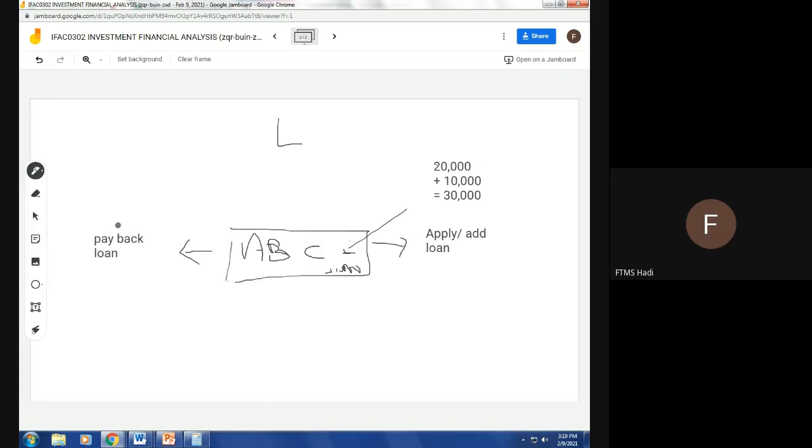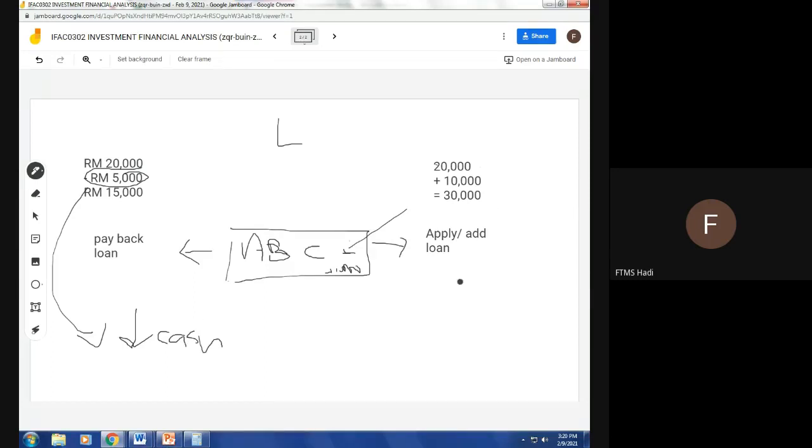Okay, let's see what happens if you pay back loan. Payback loan means that previously you have 20,000 and then you want to reduce the loan by paying back into the bank. So let's say you pay 5,000. Therefore, your loan will be reduced to 15,000. Your 5,000 here will be a cash out. So that means if you pay more to reduce loan, it will reduce cash.